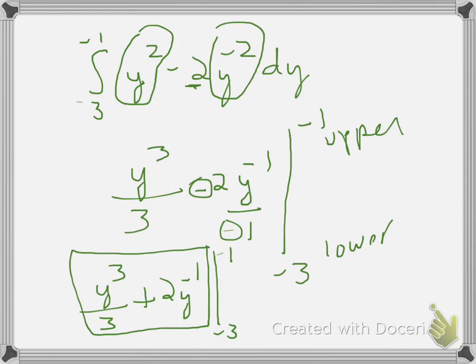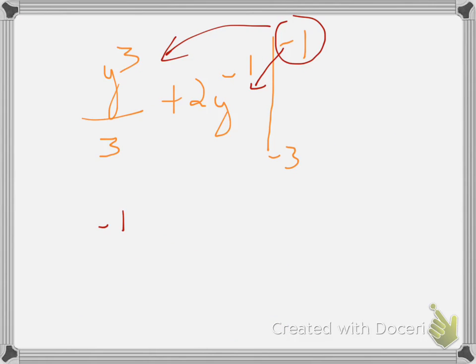Now in another color, I'll illustrate that we're going to take that upper bound of -1 and store it in everywhere we see a y. I rewrote it here on the next slide so we could see it a little better. That's going to take us to -1 cubed, which is still -1, over 3, plus -1 raised to the -1 power, which is still negative, so you're going to have -2. All of that, and then minus.